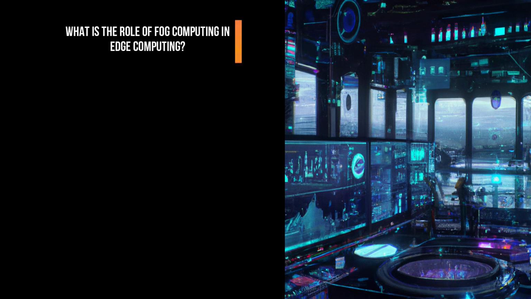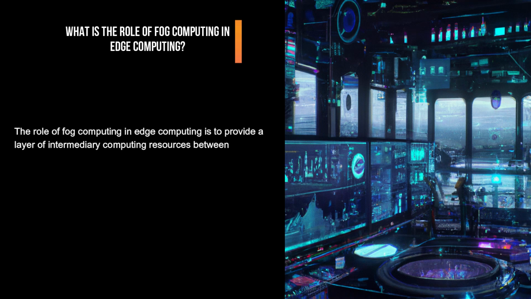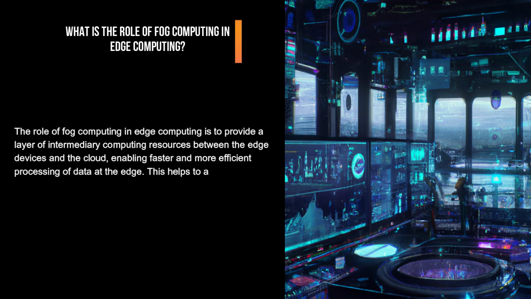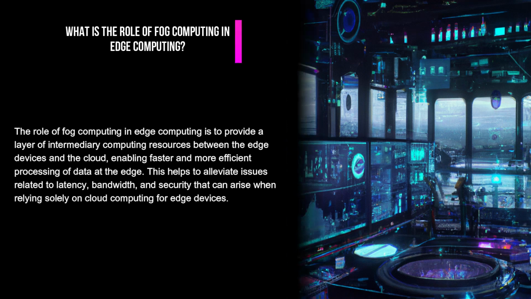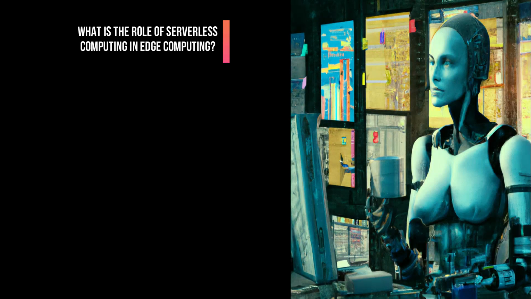What is the role of fog computing in edge computing? The role of fog computing in edge computing is to provide a layer of intermediary computing resources between the edge devices and the cloud, enabling faster and more efficient processing of data at the edge. This helps to alleviate issues related to latency, bandwidth, and security that can arise when relying solely on cloud computing for edge devices.